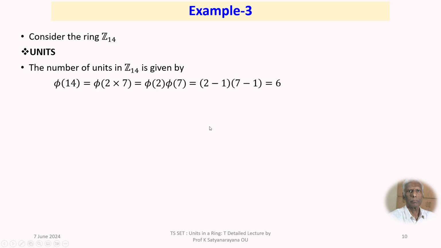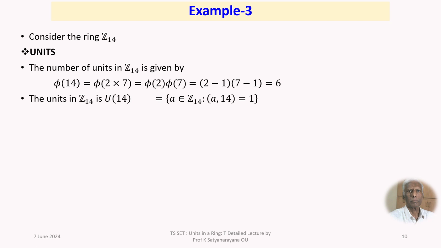But you can also physically find out who are the units of Z14. That means catch hold of all those elements of Z14 which are relatively prime to n. So the set of units in Z14, U(14), is the set of all a belonging to Z14 such that the GCD of a and 14 is 1. So who are all those a's? Is 1 a unit? Yes. GCD of 1 and 14 is 1. Is 2? GCD of 2 and 14? No. 3 and 14? Yes.